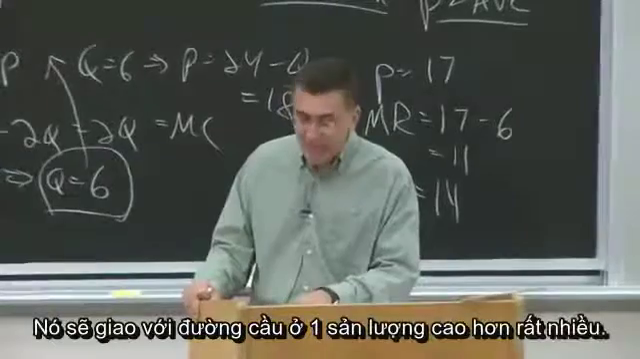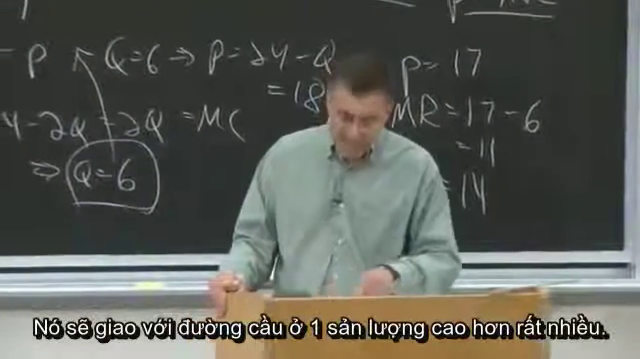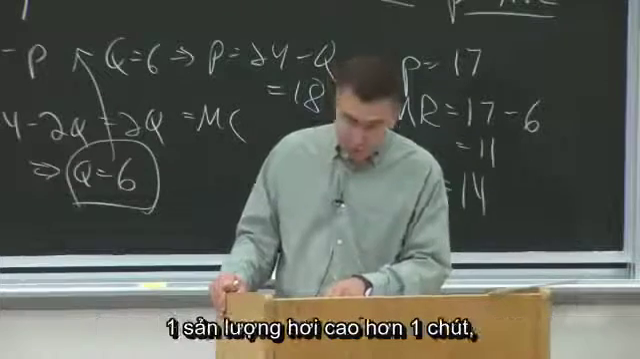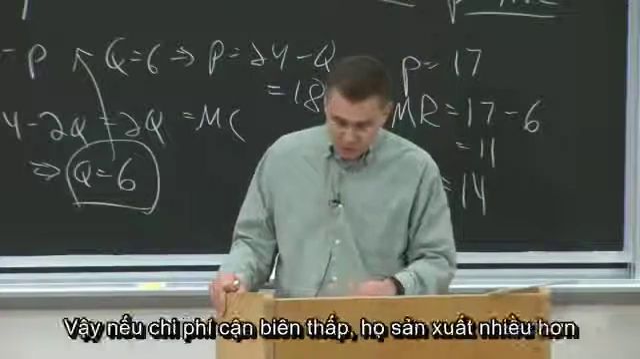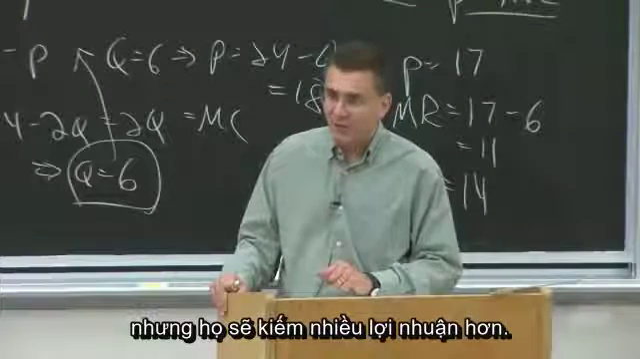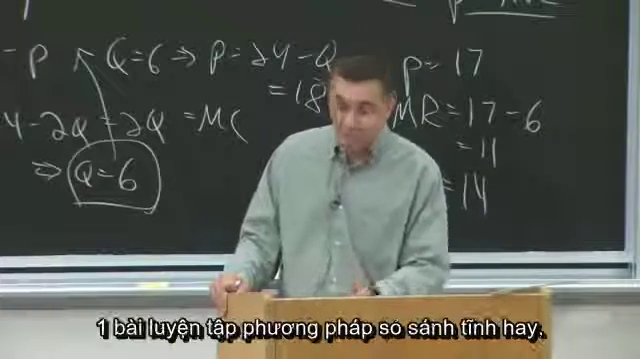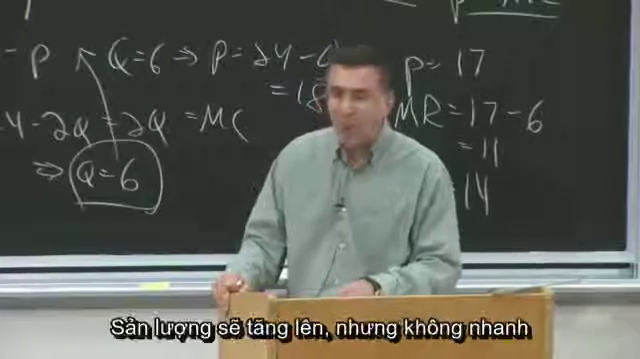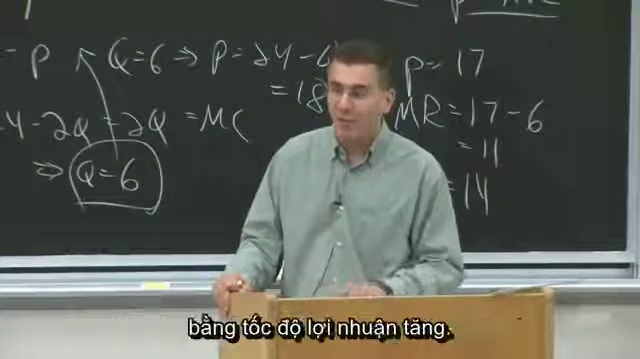Okay? It would intersect demand at a much higher quantity. And so they'd end up intersecting marginal revenue at a somewhat higher quantity, not that much higher. So if marginal cost is very low, they produce more, but they make even more profits. So it's a good question, actually, a good comparative statistics exercise. If you bring that marginal cost curve down, what's going to happen? Quantity is going to go up, but not as quickly as profits are going to go up.